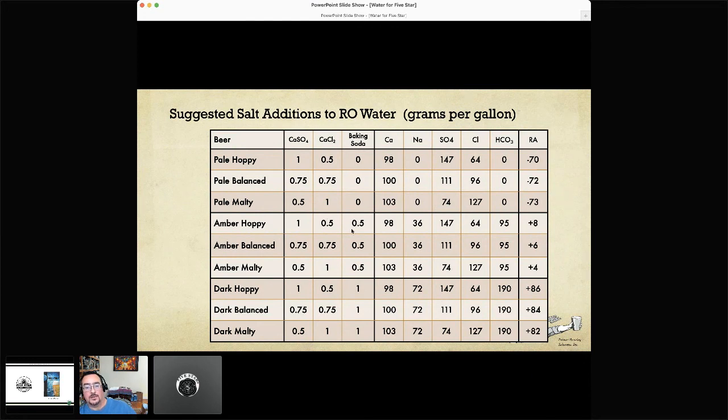Amber, we add a half gram per gallon of baking soda. Dark, we add a full gram per gallon of baking soda, maintaining the same sulfate to chloride and calcium concentrations. So you can see, water adjustment doesn't have to be complicated. There's no single correct answer for water adjustment either. It largely depends on your taste and your source water that you're working with.